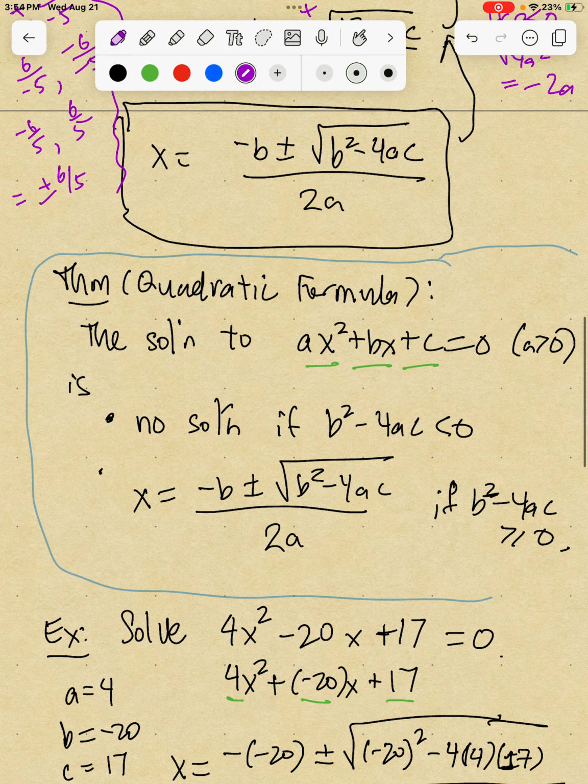So actually, we don't need that a is greater than 0. The formula will still apply regardless of what a is, as long as it's not equal to 0. A can be positive or negative, and the formula will still work.